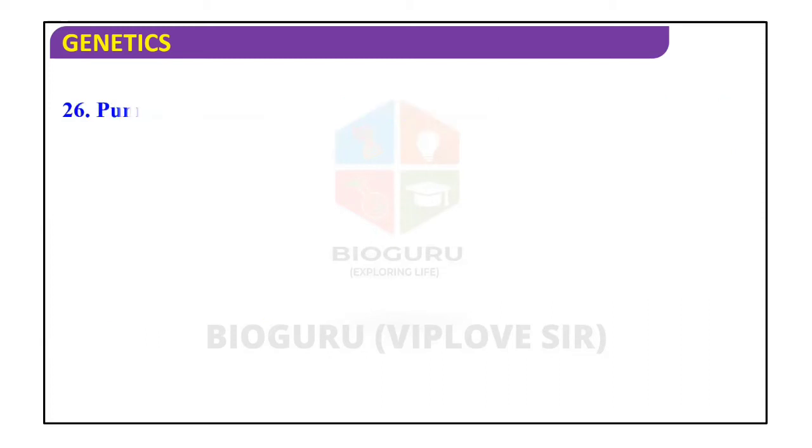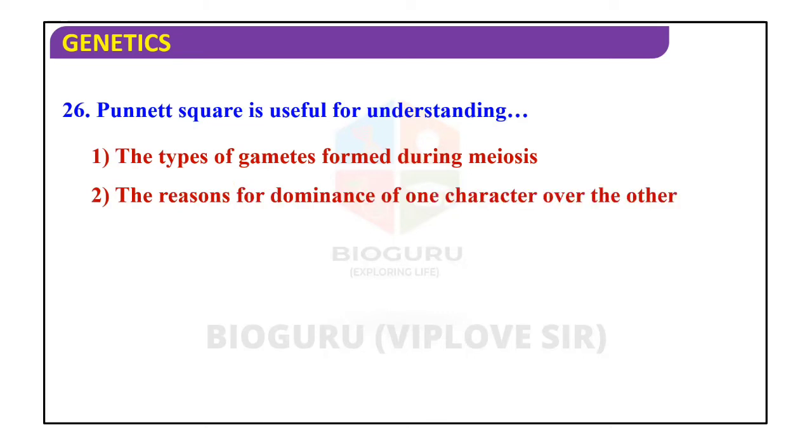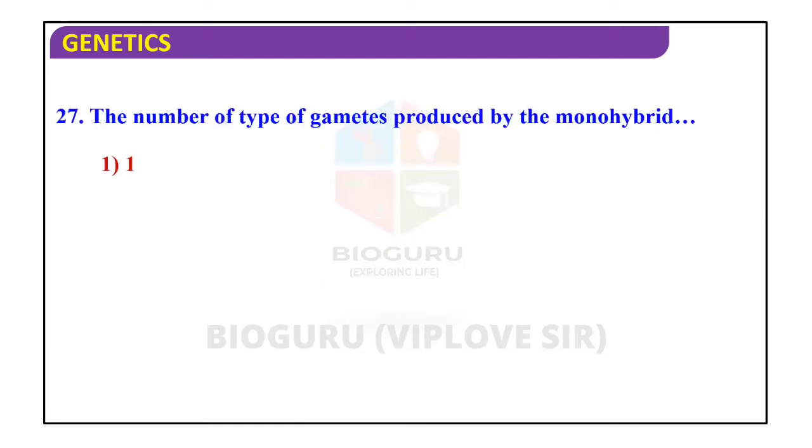That's good. Punnett square is useful for understanding the types of gametes formed during meiosis, the reasons for dominance of one character over the other, the genotypes and phenotypes of the offspring, or the reasons for segregation of characters. Yes, the genotypes and phenotypes of the offspring. The number of types of gametes produced by the monohybrid: 1, 2, 3 or 4? Yes, it is 2. That's good.